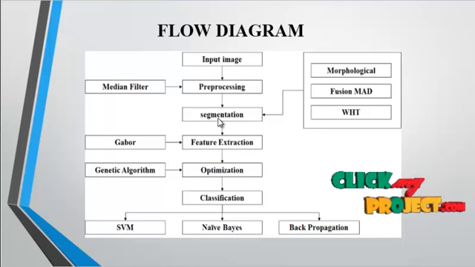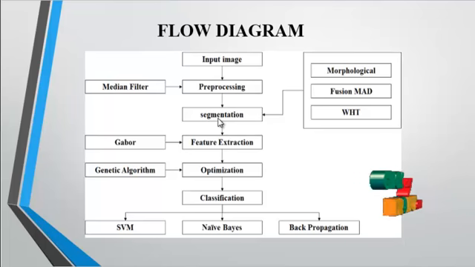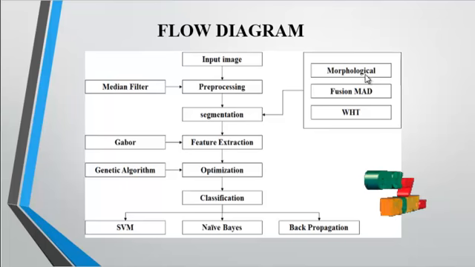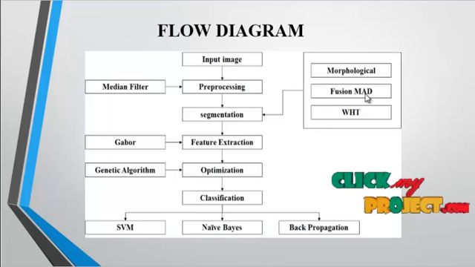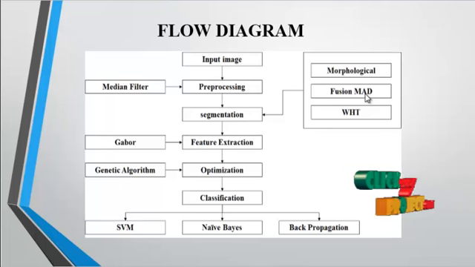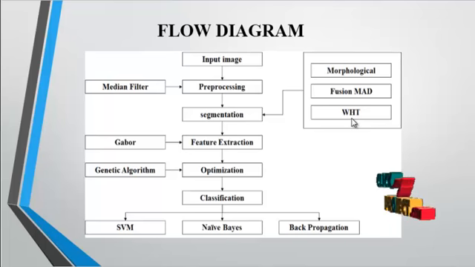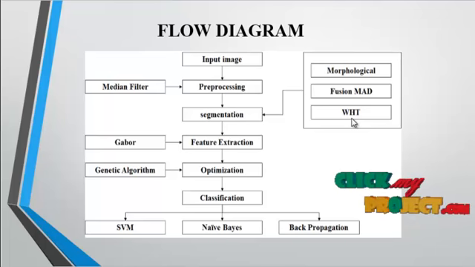In this segmentation, we have to consider majorly three parts. First one is the morphological operation. Then the second one represents the fusion MAD algorithm, and the third one represents the WHT algorithm for the segmentation. By these three segmentations, the lung disease region is segmented separately.